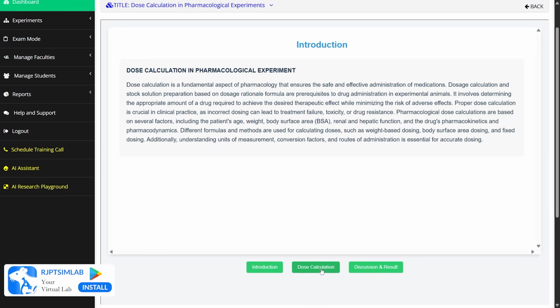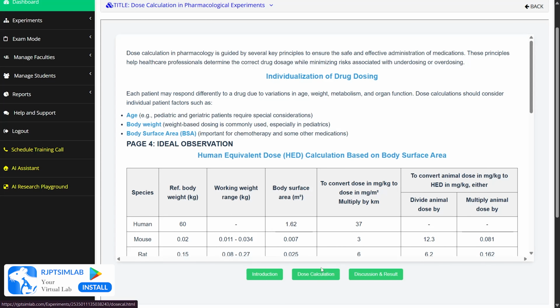So now let us move to the dose calculation part. Dose calculation in pharmacology is guided by several key principles to ensure the safe and effective administration of drugs. It is very important that we make sure our drug is safe and effective for administration. These principles help healthcare professionals determine the correct drug dosage while minimizing risks associated with underdosing or overdosing.